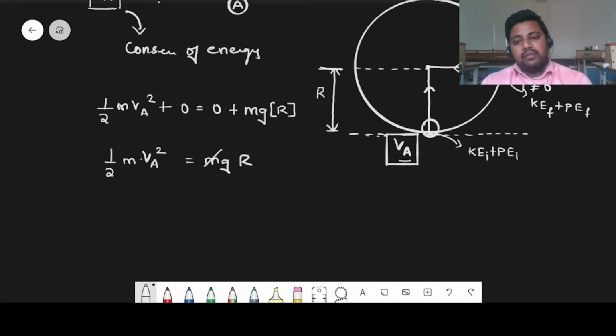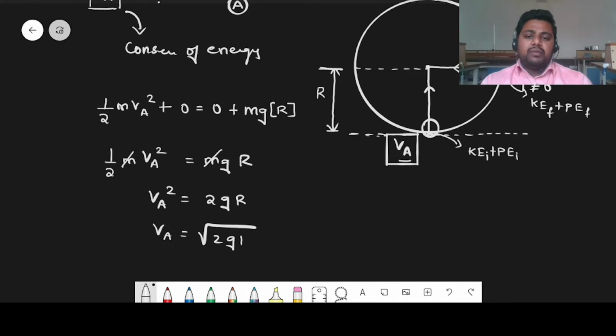So mass and mass gets cancelled. Speed at the point A, Va square, can be written as 2gr. So Va should be root 2gr. That means the maximum velocity that you can give at point A to reach point B is root 2gr.